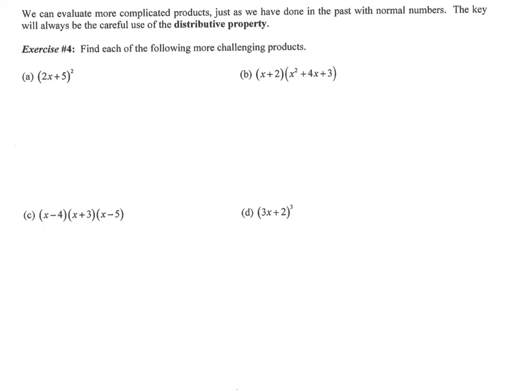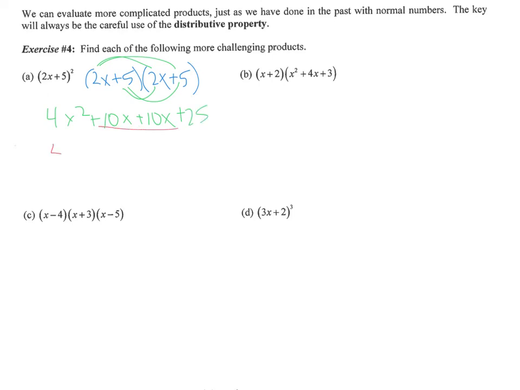So the first one, letter A, you're really going to have to rewrite those because it's saying 2x plus 5 multiplied by itself twice. So 2x times 2x is 4x squared. 2x times 5 is 10x. 5 times 2x is 10x. 5 times 5 is 25. So combine your like terms. 4x squared plus 20x plus 25.